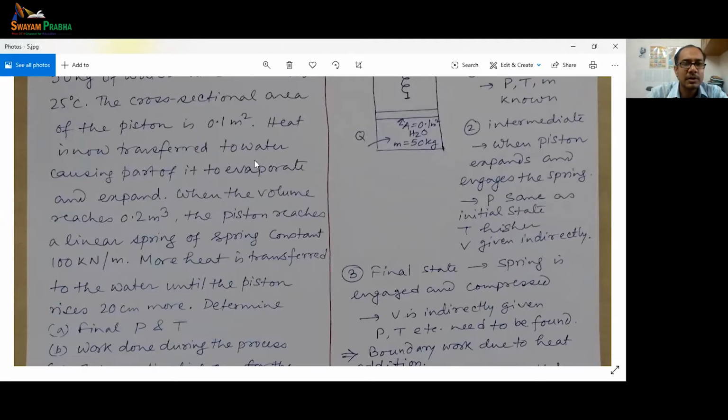Heat is now transferred to water, causing part of it to evaporate. Okay, so now you are applying heat from outside, and a closed system allows energy to be transferred through the boundary. There is no problem or no restriction on that.